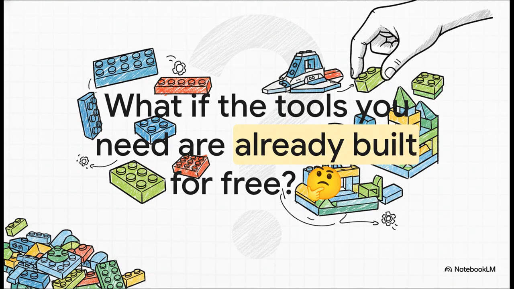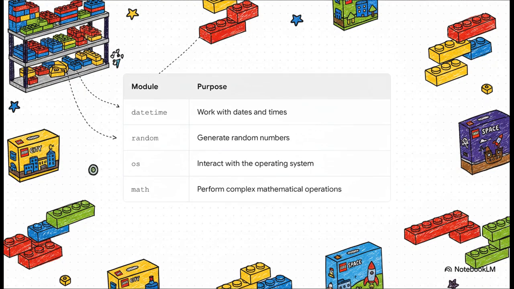I mean, why build something from scratch if the perfect tool is already sitting right there waiting for you? Python has this philosophy called batteries included. It means it ships with a huge collection of pre-made modules for all sorts of common tasks. This giant collection is called the standard library. And this is just a tiny taste of what's in there.